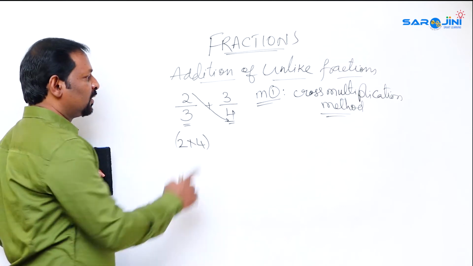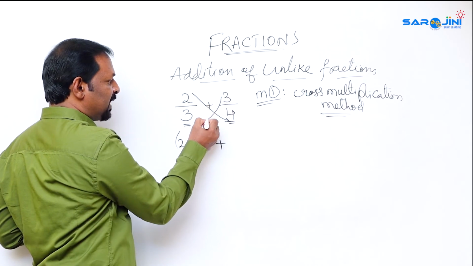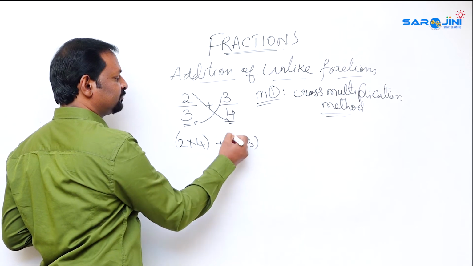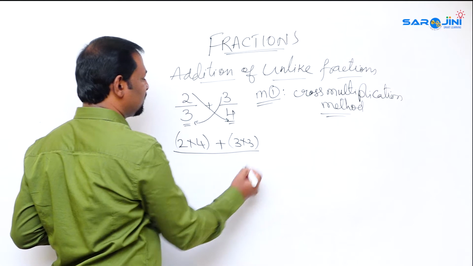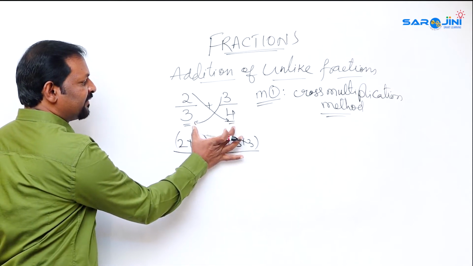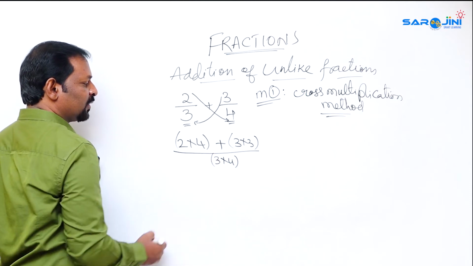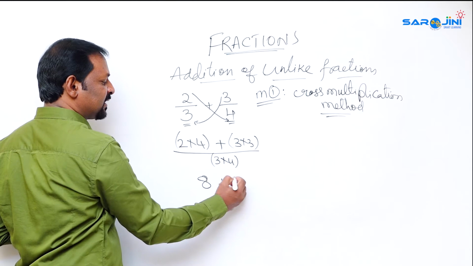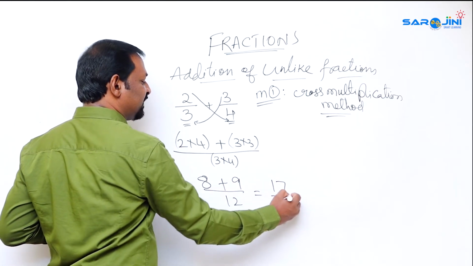Okay, done? Plus this numerator to be multiplied with this denominator, 3 into 3. Done? Numerator divided by, what are the denominators given? 3 and 4. Just multiply 3 into 4. So 2 4s are 8 plus 3 3s are 9 by 12, which is equal to 17 by 12.